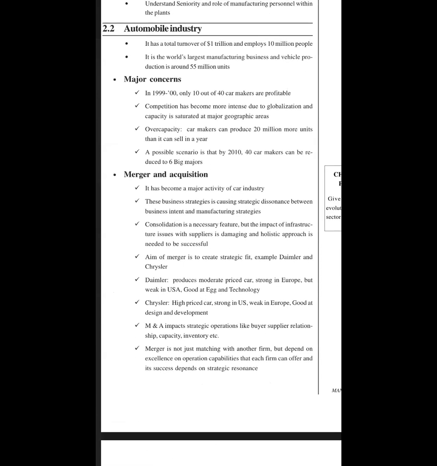Now let us discuss the automobile industries. Okay, it has a total turnover of 1 trillion and employs 10 million people. It is the world's largest manufacturing business, with vehicle production of around 55 million units. Now they have given a survey report on India only, with major concerns.